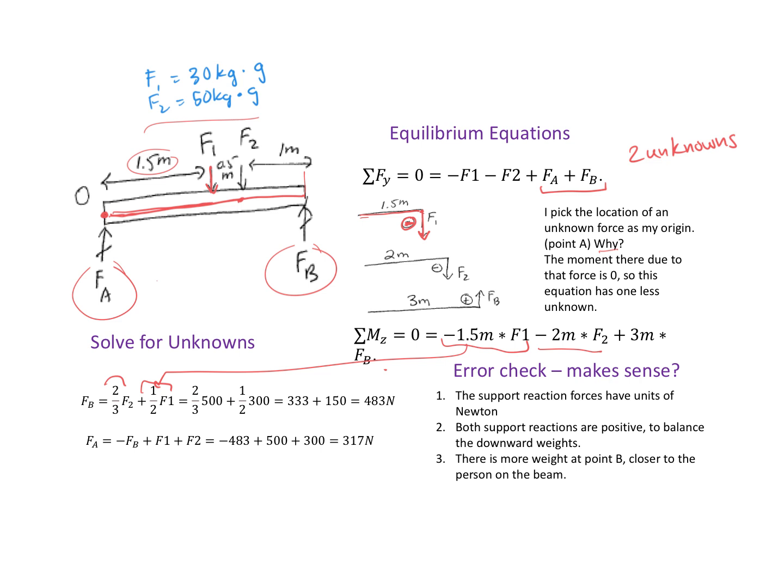I'm approximating here that G is around 10 meters per second squared. And so that's why F2 becomes 500 and F1 becomes 300. And so the total is 333, which was 2/3 of 500. 150 is 1/2 of 300. And the total value is 583.